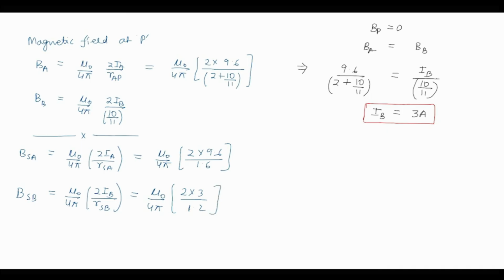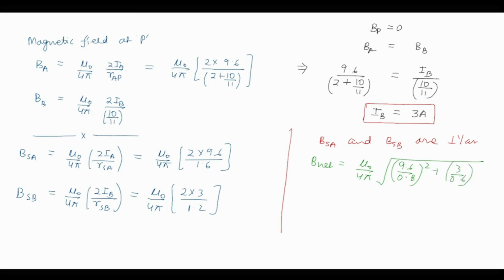Now since both these magnetic fields, BSA and BSB, are perpendicular to each other, the net magnetic field can be written as mu naught upon 4 pi times the square root of the squares added, that is 9.6 upon 0.8 whole square plus 3 upon 0.6 whole square. So we are basically doing vector addition, root over a square plus b square. Since the term mu naught upon 4 pi was common to both, we took it out, and on calculation we obtain a value equal to 1.3 multiplied by 10 to the power minus 6 Tesla. So the magnetic field at point S is 1.3 into 10 to the power minus 6 Tesla.